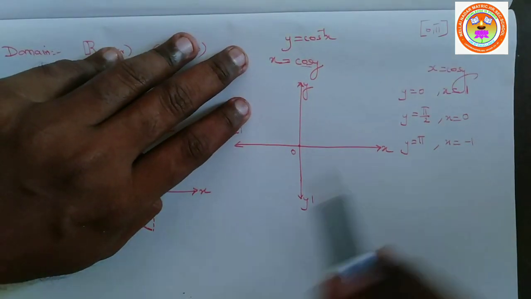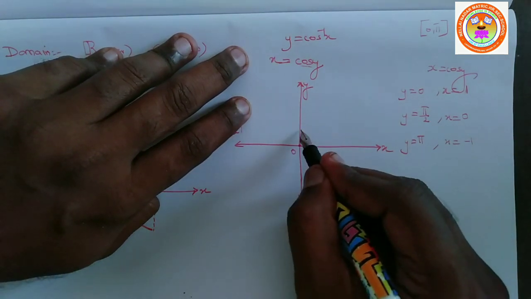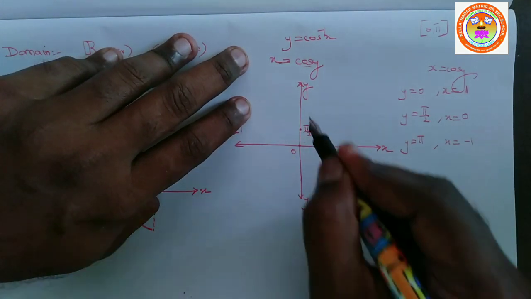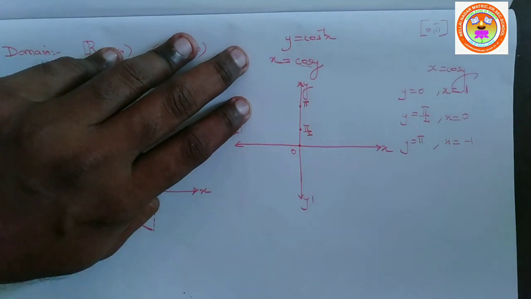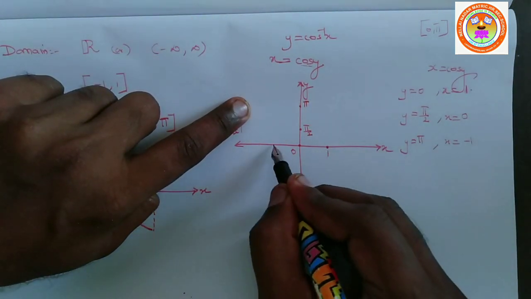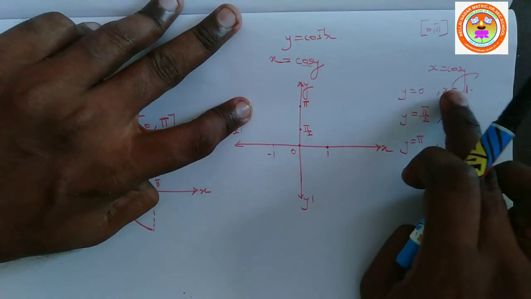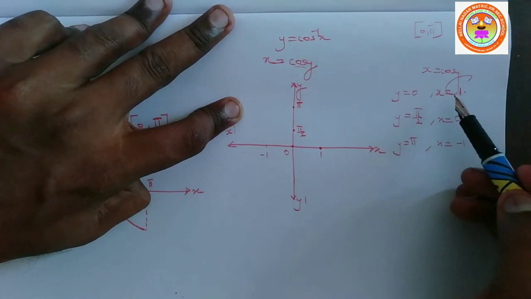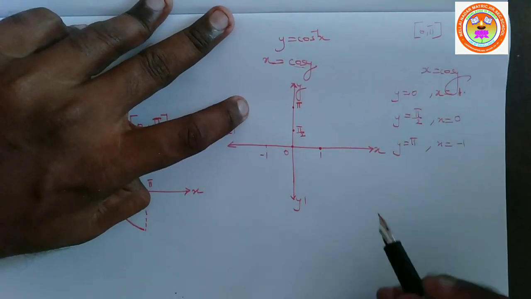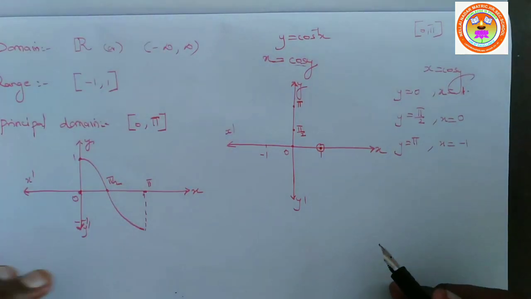Listen here: 0, pi by 2 and pi. This is our 0, this is our pi by 2 and this is our pi. And 1 and minus 1. First point: x comma y is the point, not y comma x. So where is 1 comma 0? This is 1 comma 0. The first point is 1 comma 0.